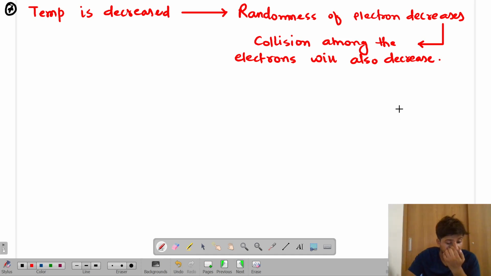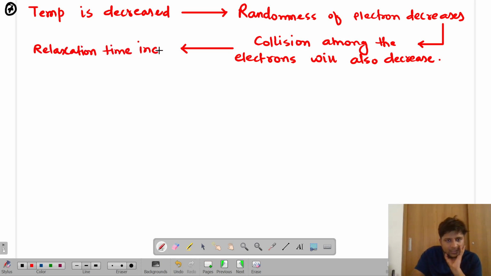What will happen? The collision among the electrons will also decrease. Achha, if collision decreases, does my relaxation time increase or not? Yes. So if collision decreases, what increases? Relaxation time increases. If relaxation time increases, does my drift velocity increase?